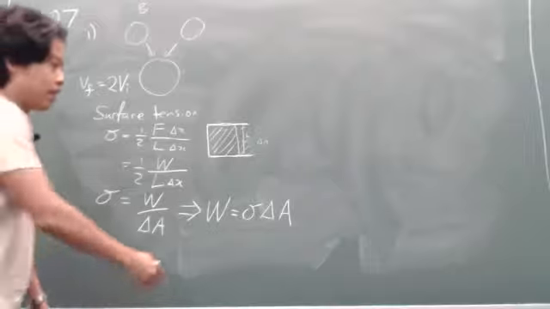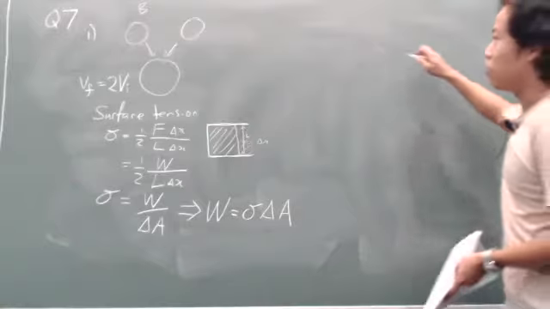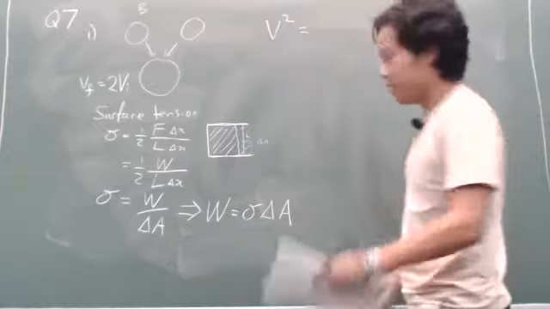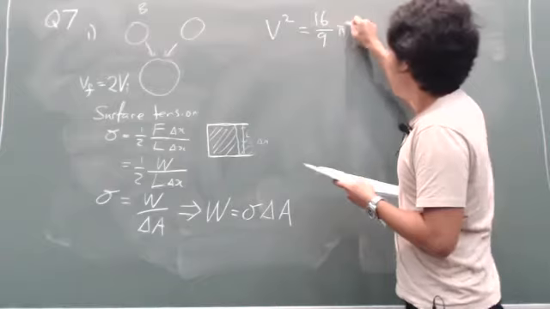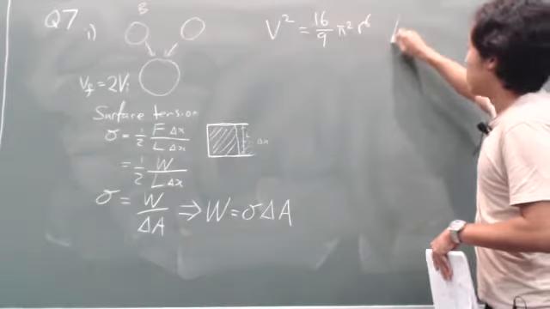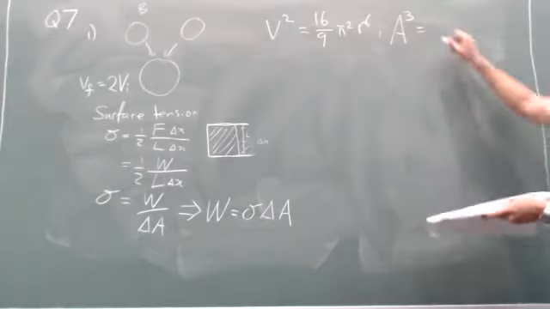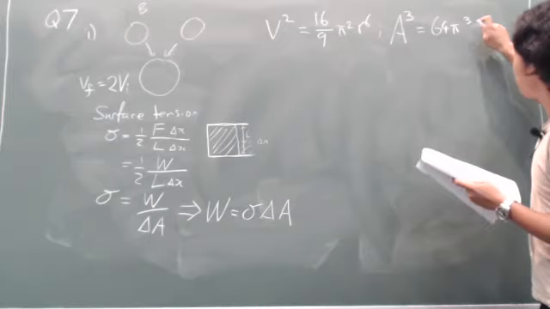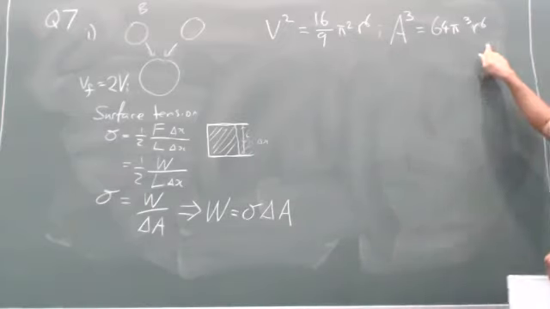So if that's the work done, then we need to find out how much the area has changed. If you think about 2 spheres, the first expression to consider is the volume of the sphere squared. So volume of sphere squared is just 16 divided by 9 pi squared r to the 6. And the other one is the area cubed of a sphere. So area cubed is 64 pi cubed r to the 6. So now you have both of them depending on radius to the power 6.